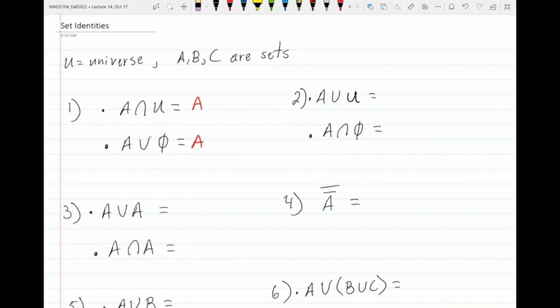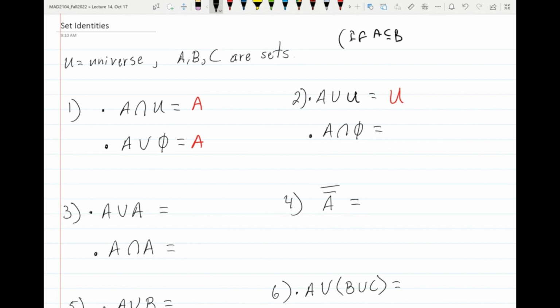About number 2, if you do A union the universe, what is that? That's just the universe. Remember, union means put them together. But the universe already has everything, so A doesn't bring anything new to the picture. In fact, there's a more general statement here.